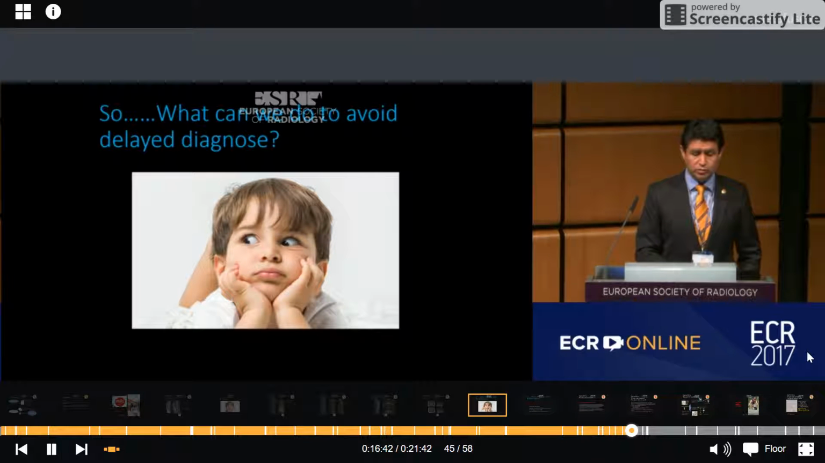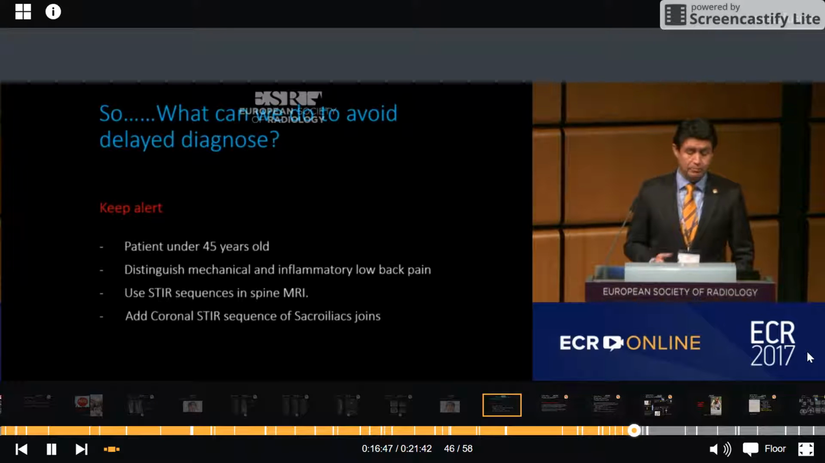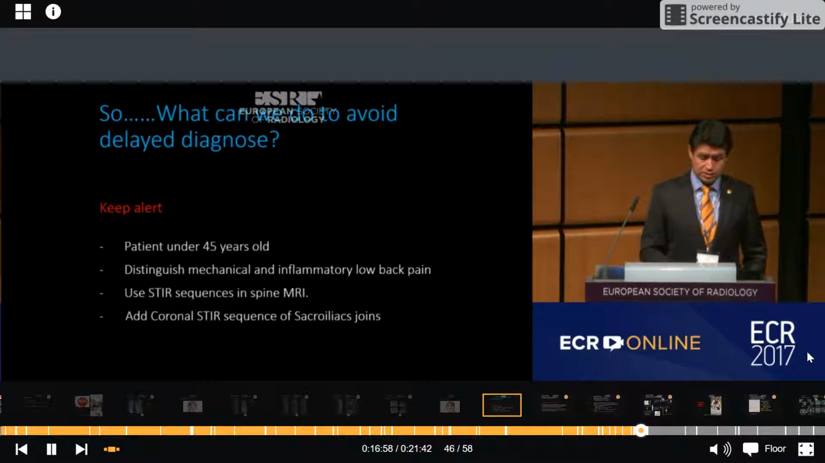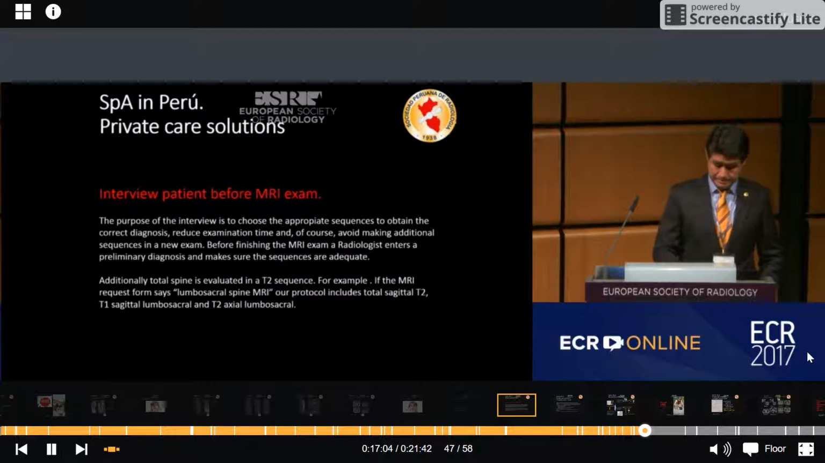So what can we do to avoid delayed diagnosis? Keep alert. In patients under 45 years, distinguish mechanical and inflammatory low back pain, use STIR sequences in spine MRI, and add coronal STIR sequences of the sacroiliac joints. The interview is very important to know the reason for the exam.